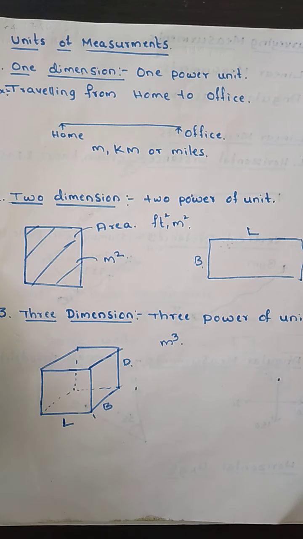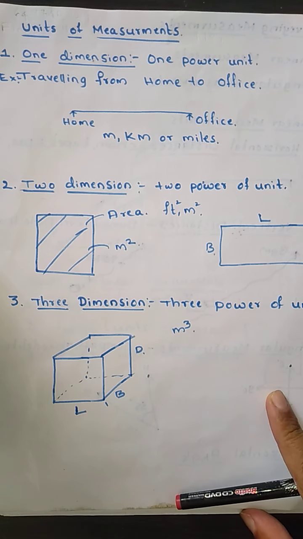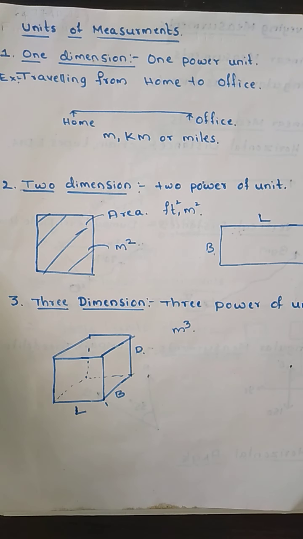Now the measurement has been divided into 3 types. Whenever we want to take a measurement, we divide it into 3 parts, that is 1 dimension, 2 dimension and 3 dimension. Now what is this 1 dimension? The dimension which has only one power of unit.